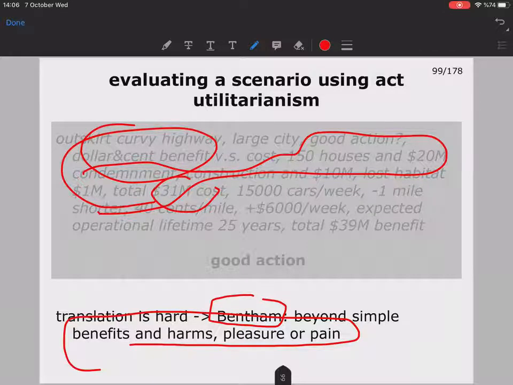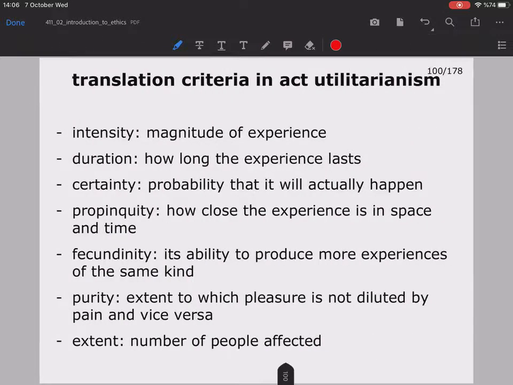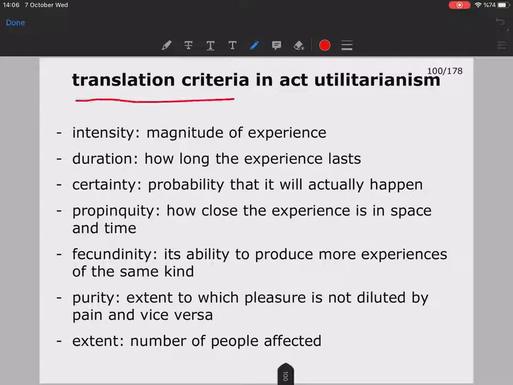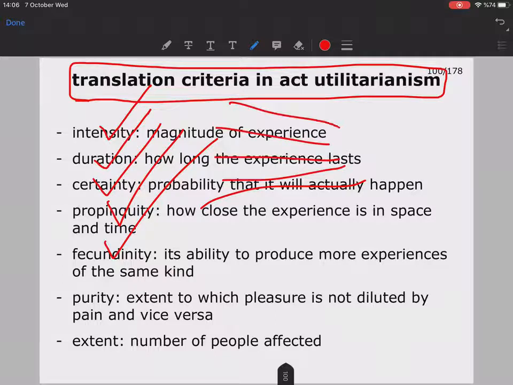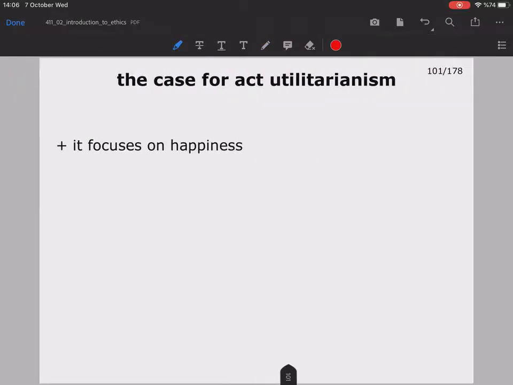Because if you see Bentham's original list, you will be amazed. Look at this. This is the calculation criteria in act utilitarianism. You will take into consideration the intensity of the experience, the duration, certainty, propinquity, fecundity, which is the ability to produce more experience of the same kind. All of them should be converted to a single unit, for example, dollars or something else. Purity and extent. It's not very easy. You see, not very practical.